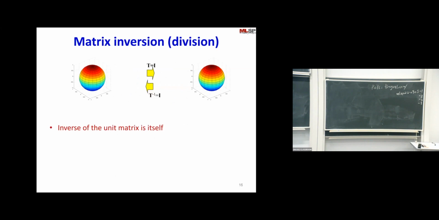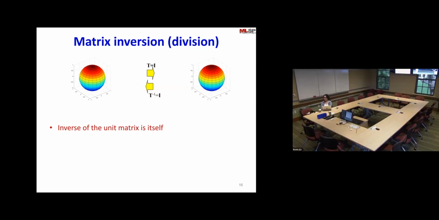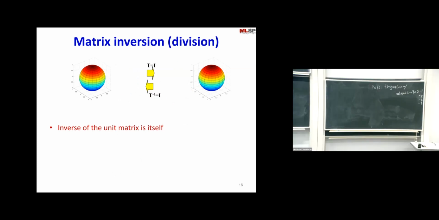And so, what is the inverse of an identity matrix? An identity matrix is nothing. The inverse is also very simple, right? What would the inverse of a diagonal matrix be?